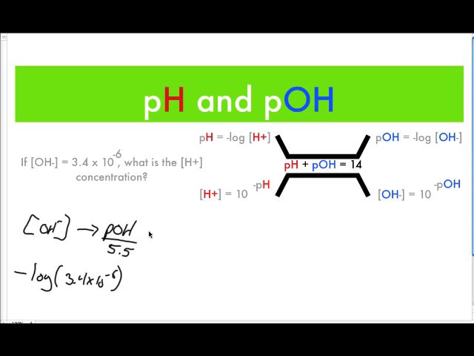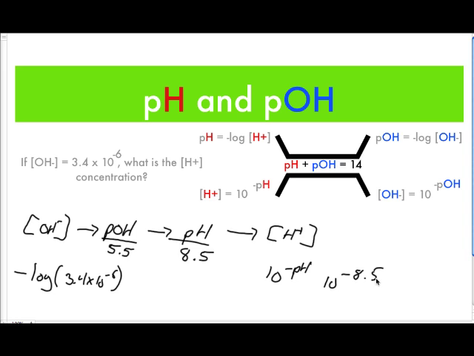Okay, so once we have pOH, then the next step we can take is to get from pOH to pH. And if I subtract that from 14, I can get 8.5. Great. That is a pH. So when we have pH, then the final step would be going from pH to the hydrogen ion concentration, using the equation 10 to the negative pH, or 10 to the negative 8.5. Put that into your calculator, and you should be able to get a hydrogen concentration of 3.16 times 10 to the negative 9th molarity. That is the answer to our question.